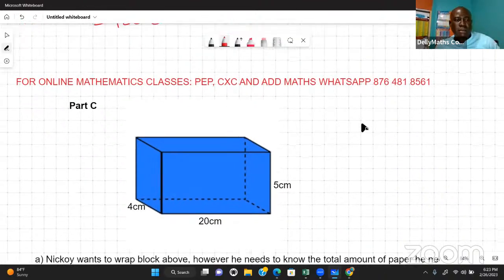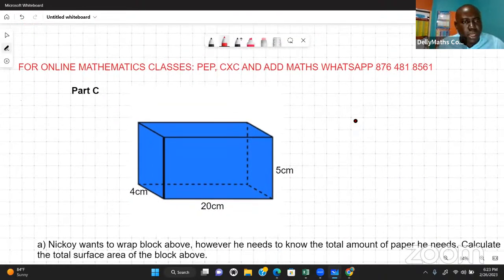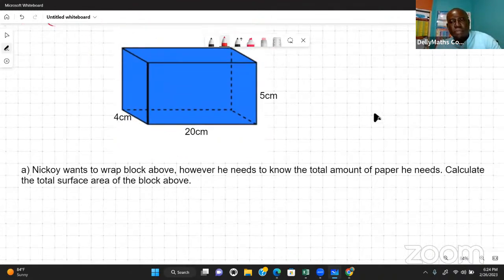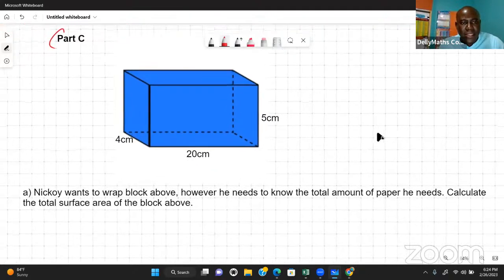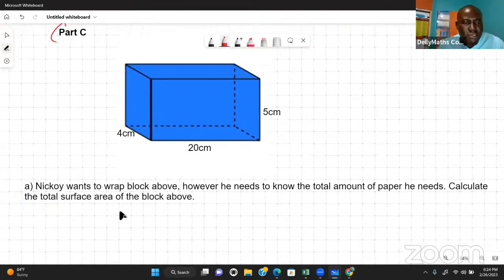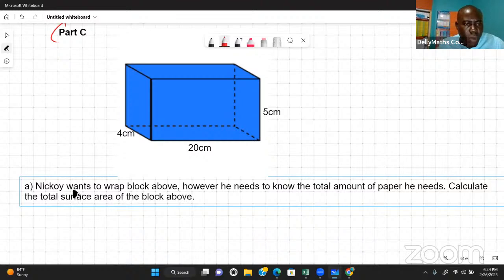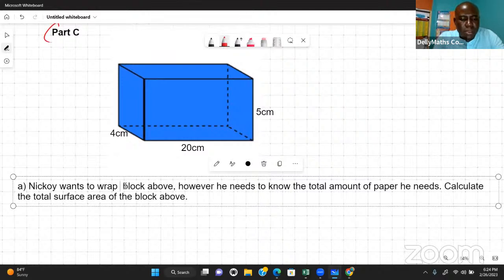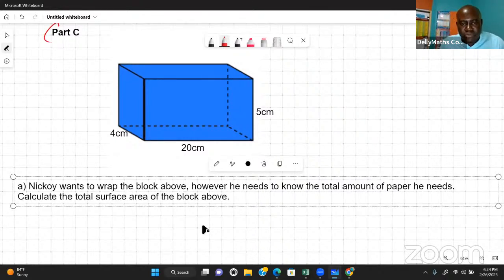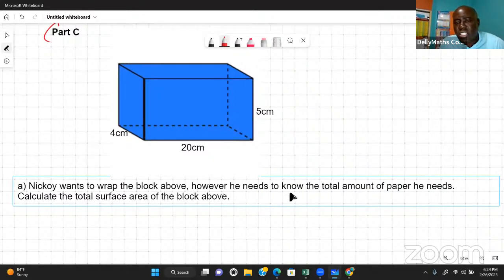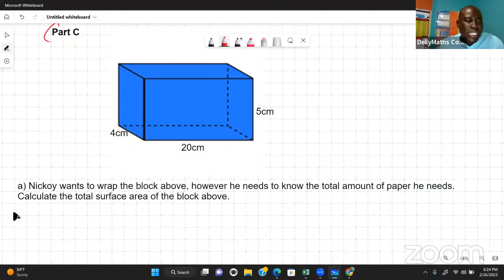Now, we're going to go to part C. Part C is going to go into a little bit more detail, as you could see. Part C says that Nikai wants to wrap the block above. However, he needs to know the total amount of material he needs. So calculate the total surface area of the block above.